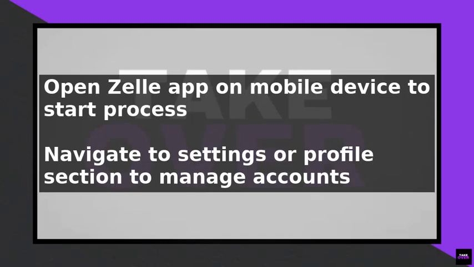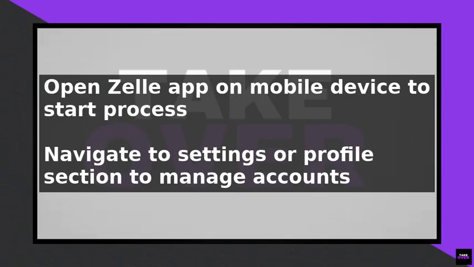To change your debit card on the Zelle app, start by opening the Zelle app on your mobile device. If you do not have the Zelle app, you can download it from the App Store on your device. Once the app is open, navigate to the Settings or Profile section.